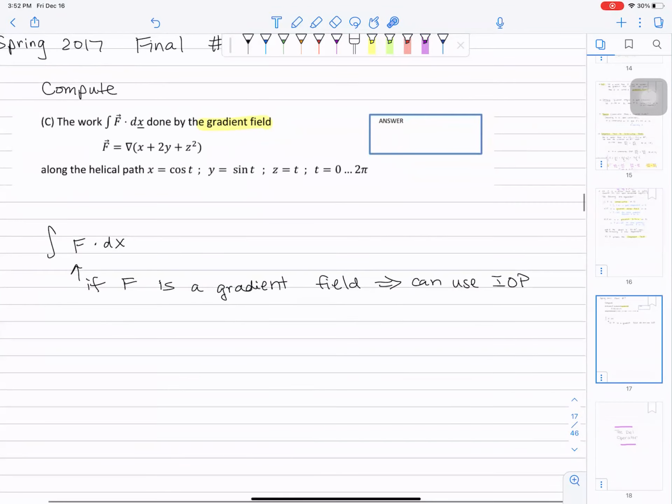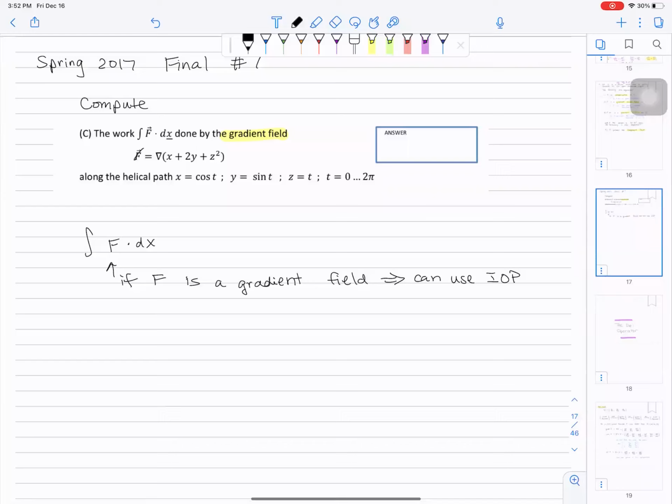So another way they could have written capital F is, say they gave you F is 1, 2, 2z. You would check using the component test that it is a gradient field, and then use independence of path. But the reason they gave us capital F in this form is so that we don't have to find that potential function. They already gave us the potential function.